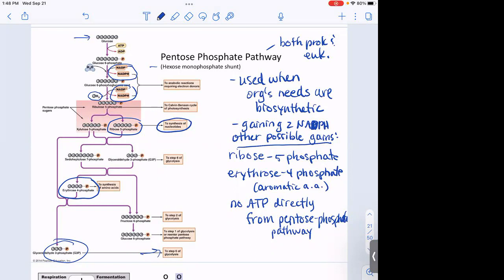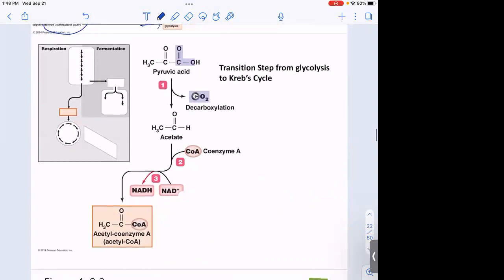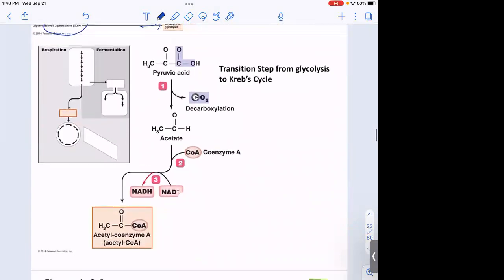Okay, so a cell can be doing pentose phosphate at the same time as it's doing the Embden-Meyerhof, getting energy, and it's getting precursors for biosynthesis. Okay. So it doesn't have to be doing one or the other. That seems like a good place to stop to me. So we'll talk about what happens to those pyruvates next, how they get shuttled into the Krebs cycle, and onto the rest of respiration next time. So have a good day.